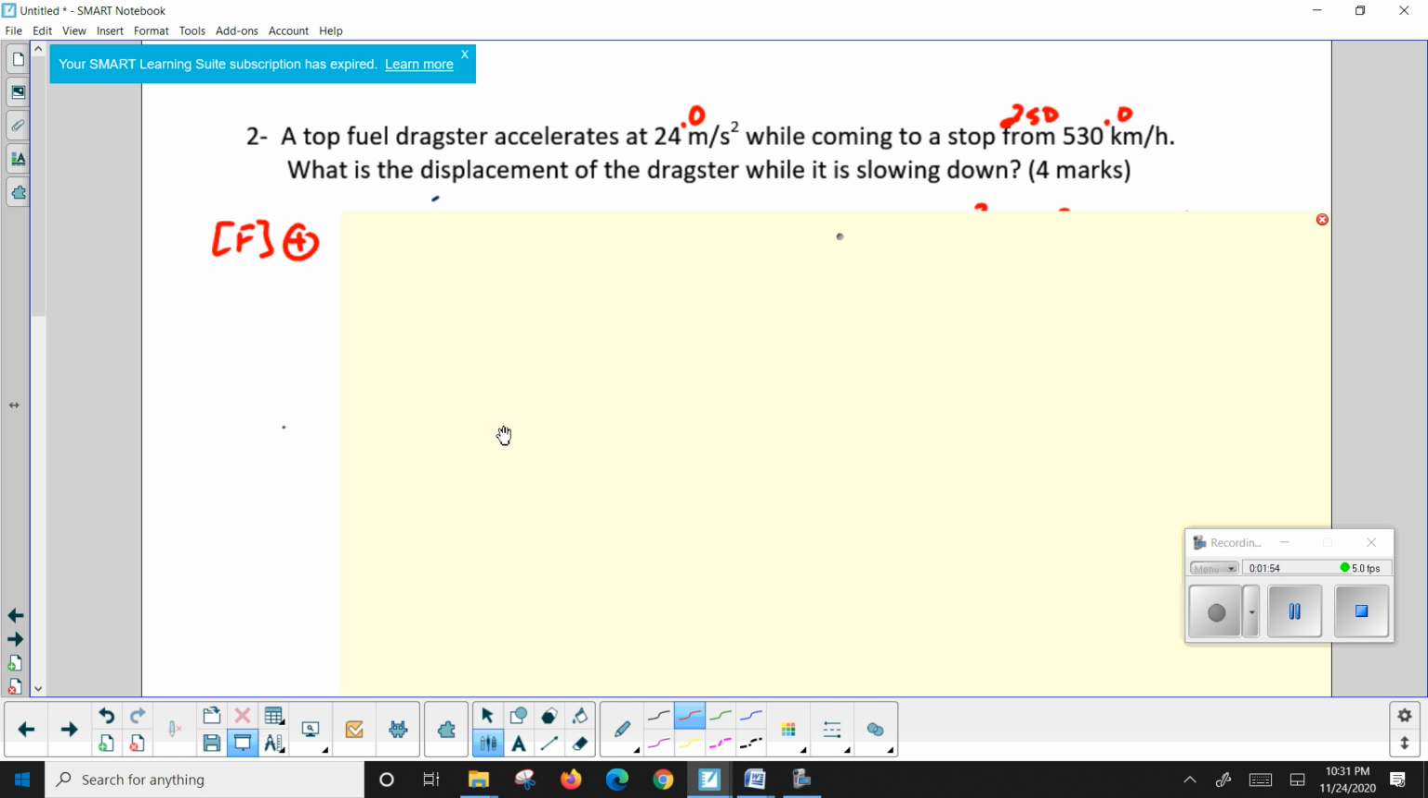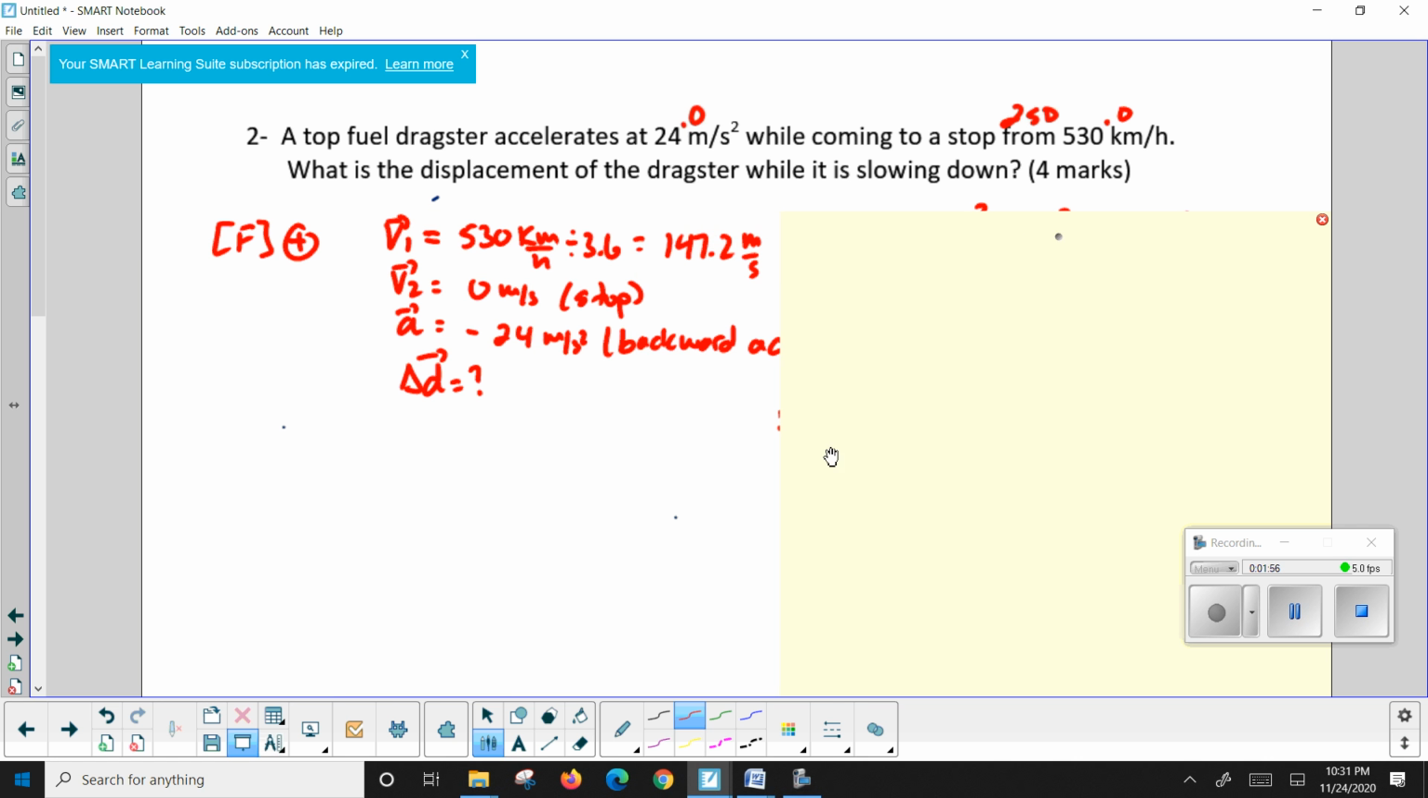Things that we have to kind of keep in mind are going to be the givens. So to be careful, one thing that's really important is this. You cannot use kilometers per hour. You have to convert that to meters per second. So we divide by 3.6. Coming to a stop, so that's my final velocity. My acceleration, wait a second, I'm coming to a stop, moving forward, it must be backwards. So classic example of negative acceleration here. And we're looking for displacement.